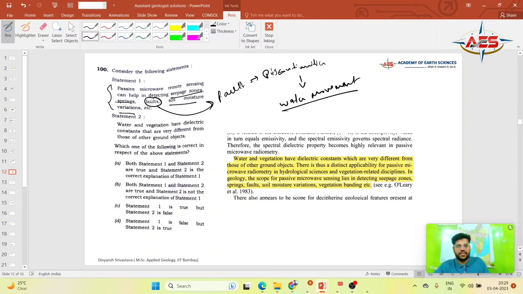So let us read a statement. We will see this. You can read this line that I have taken from the RP Gupta book. You can see they have mentioned water and vegetation have dielectric constants which are very different from those of ground objects, so that is a direct question. There is thus a distinct applicability for passive microwave radiometry in hydrological sciences and vegetation related disciplines. In geology, the scope of passive microwave sensing lies in detecting seepage zones, springs, faults, soil moisture variation and vegetation banding, etc. So you can see both the options according to this particular para present in the book, which I think is a direct question from the book, are correct. So this is correct and this is also correct, and the second one satisfies. So the option is the correct option.